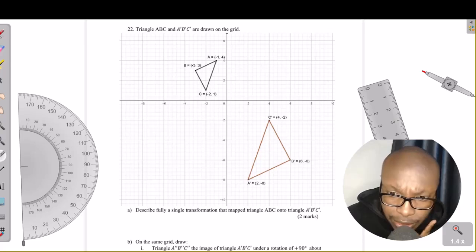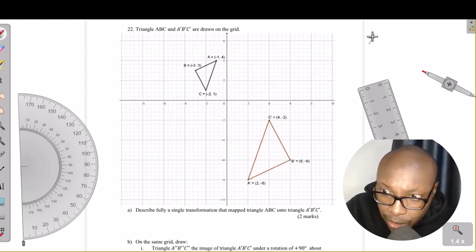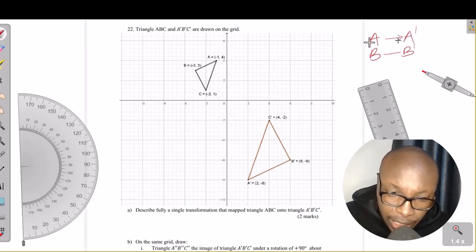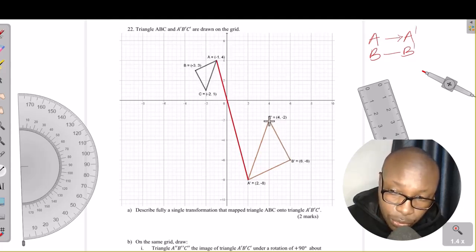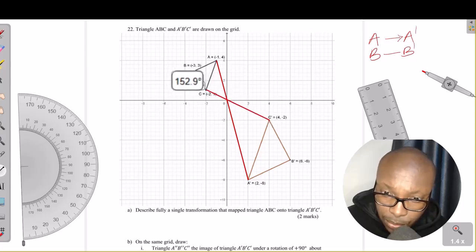So how do we get the center of enlargement? We begin with that. The first thing we're going to do is joining. You can join point A to A prime, and then you can decide to join B to B prime. So let me start by joining A to A prime. So A is there, and I join that one to A prime like that. And then I can join even C. You can choose any point that you wish. So let me choose C to C prime like that.